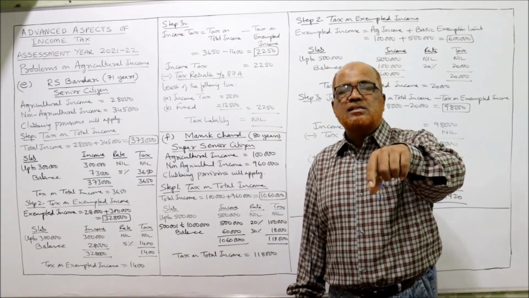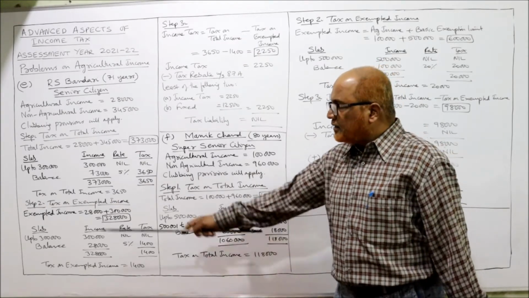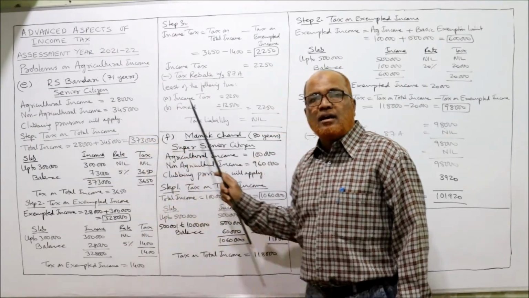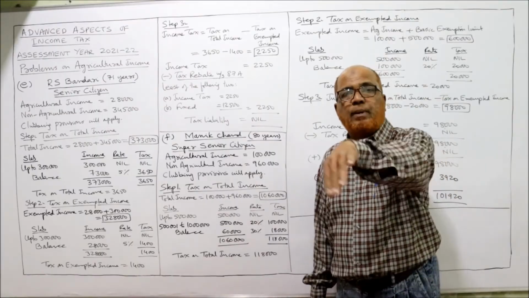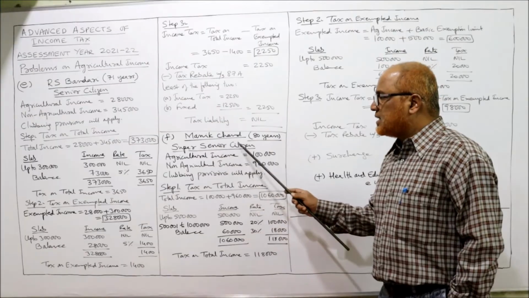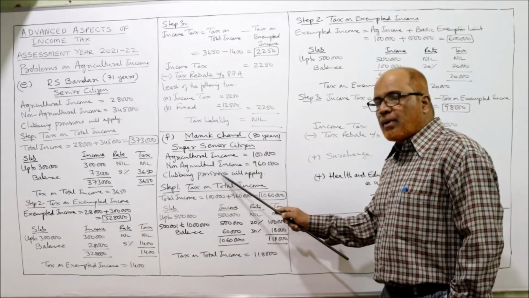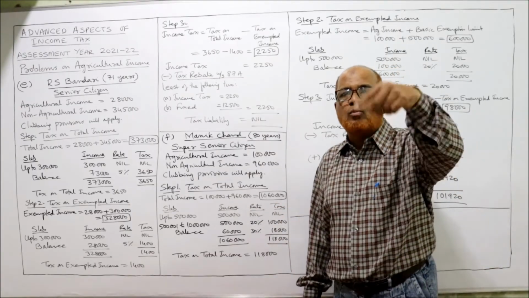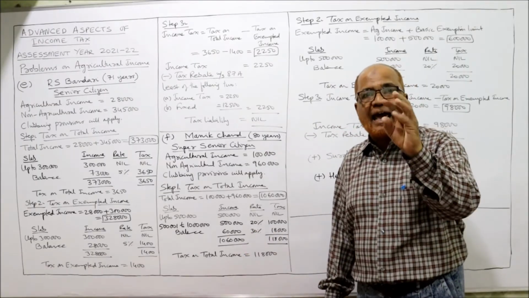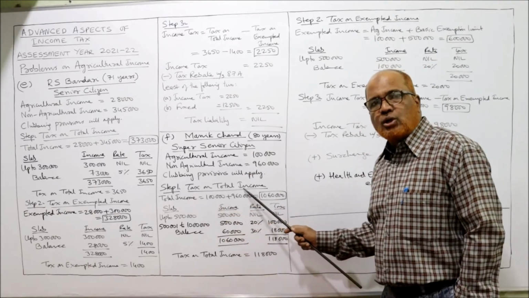For super senior citizen, the basic exemption limit is 5 lakh. For a senior citizen the basic exemption limit is 3 lakh, but here it is super senior citizen, 80 plus. So 5 lakh rupees is the basic exemption limit. Agriculture income 1 lakh, non-agriculture income 9,60,000. So clubbing provision will apply because agriculture income is more than 5,000 and non-agriculture income is more than 5 lakh.